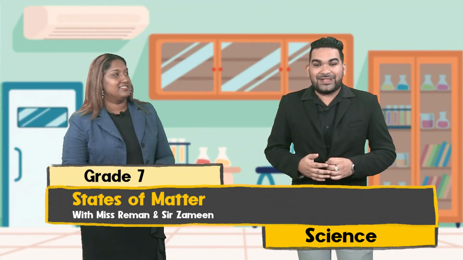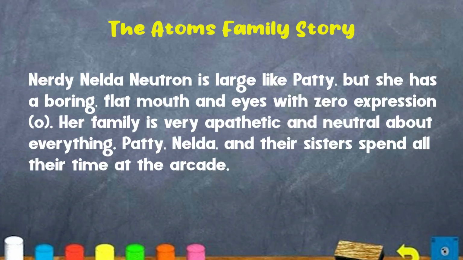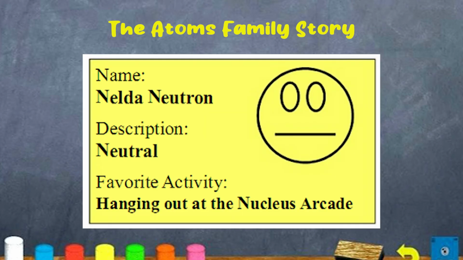Let us look at nerdy Nelda Neutron. She is large like Patty, but she has a boring flat mouth and eyes with zero. Her family is very apathetic and neutral about everything. Patty, Nelda, and their sisters spend all their time at the arcade. Let us look at Nelda Neutron. As you can see, she's neutral, and her favorite activity is also hanging out at the Nucleus Arcade.